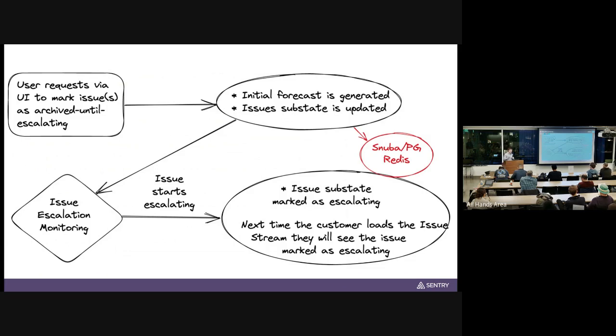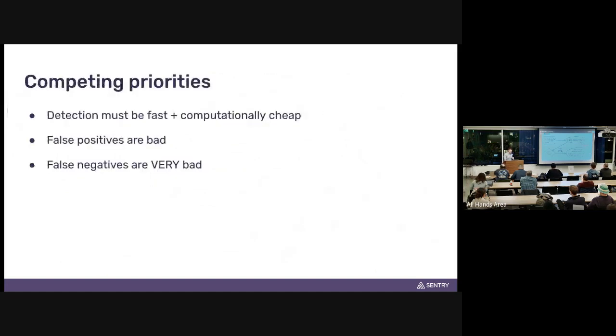Maybe they'll be getting a special badge on it. It'll go to the top of the feed, whatever process they want. One thing that I want to call out that makes this a little bit challenging is there's definitely some competing priorities. One thing that's important is we have to be very quick, right?